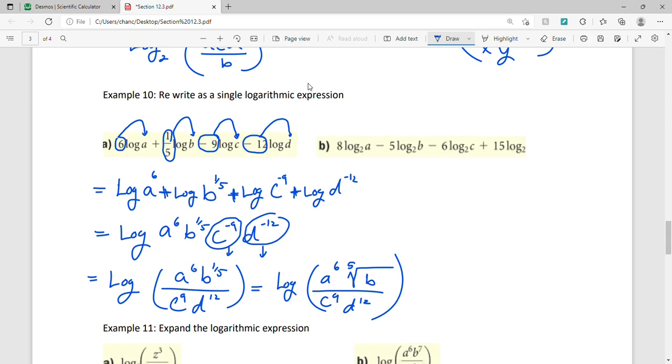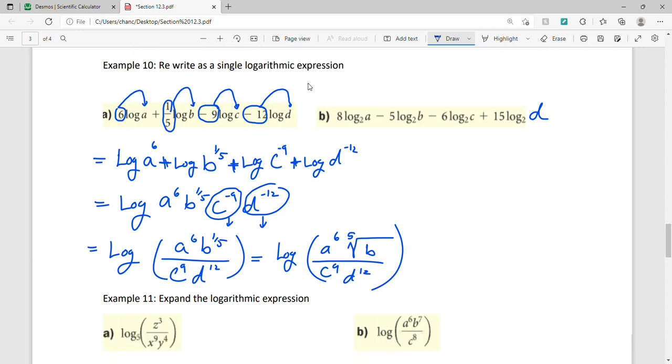In part B, there is a typo. We have 8 log base 2 of A minus 5 log base 2 of B minus 6 log base 2 of C plus 15 log base 2 of D. The D part got cut off, so let's add that D so we don't get this confused.